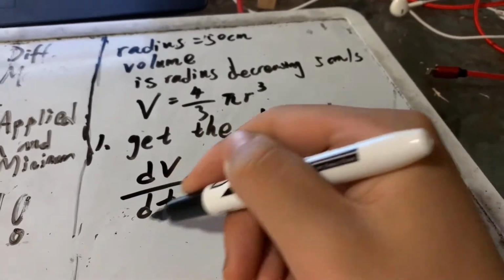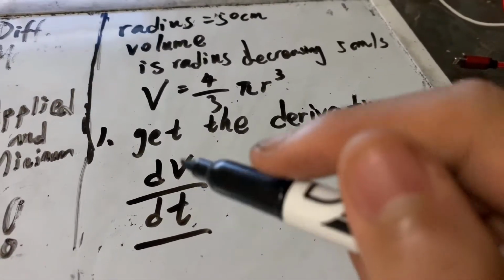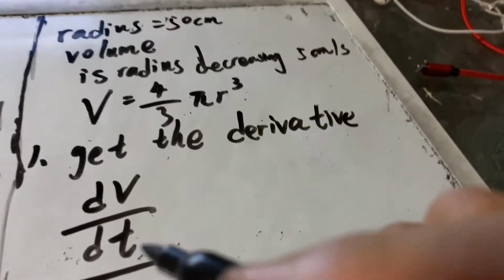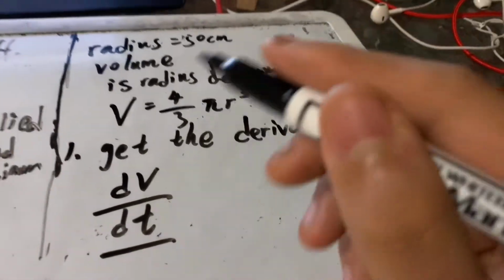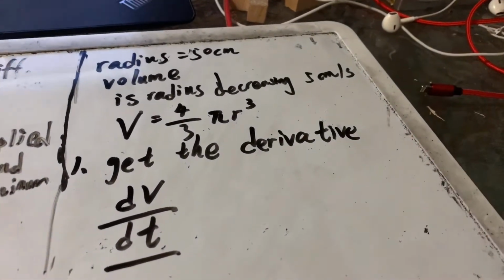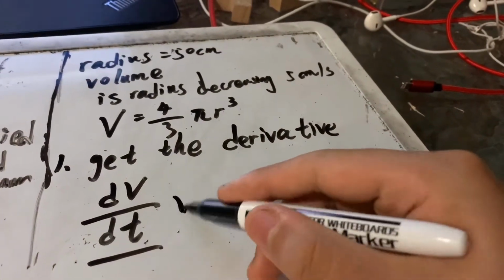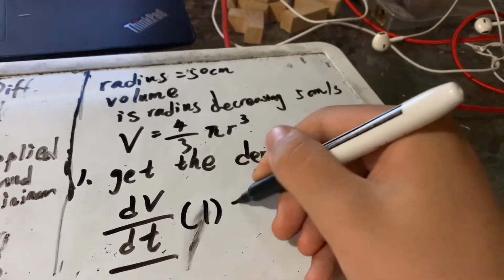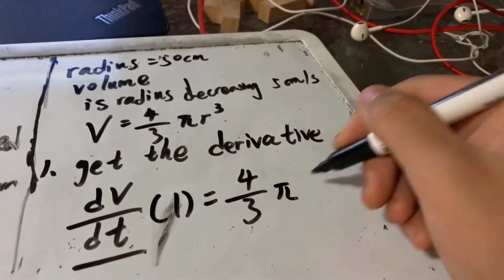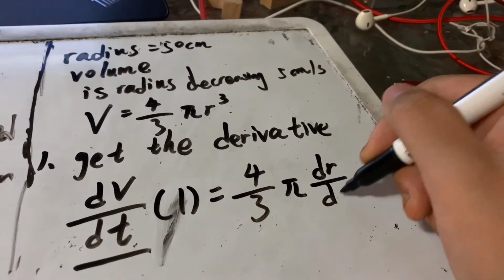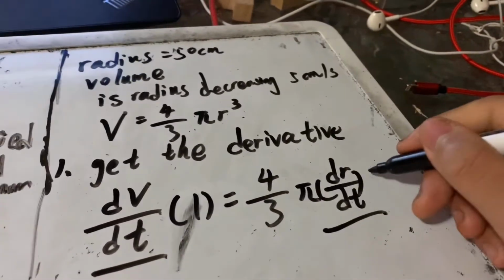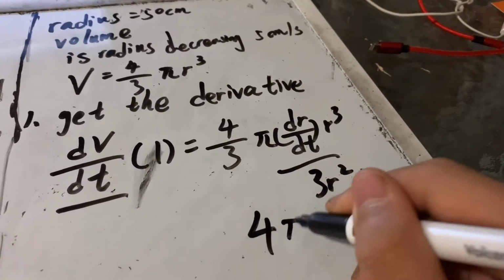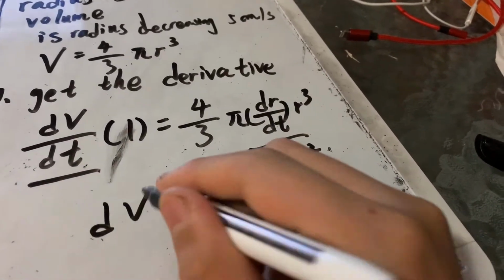dV/dt. This is different from regular differentiation: now you need to add d something dt at every single variable. So you make a derivative here, and you have to add the dr/dt also here. So it's 3r squared actually. So it is 4 pi r squared times dr/dt.